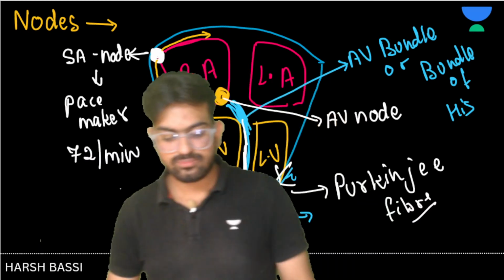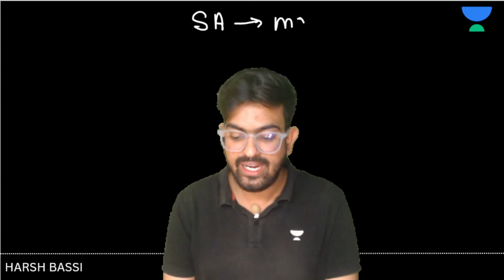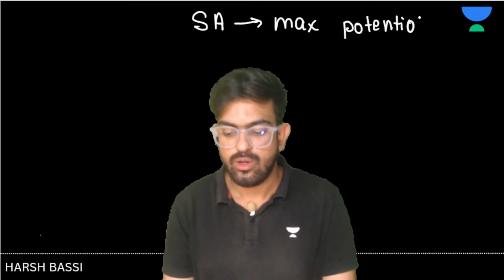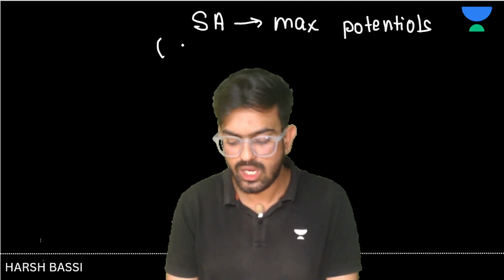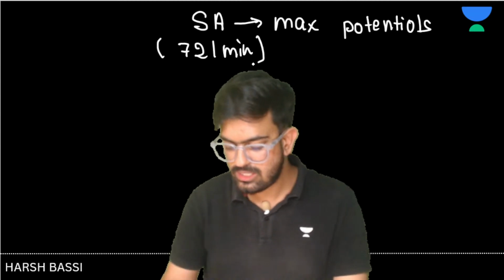Chalo. Purkinje fiber. So can I say that, children, what is happening? First the SA node is there. Yes or no? First the SA node is there. What it does is create the maximum potential, which is of 72 per minute. Okay. Then this is what?